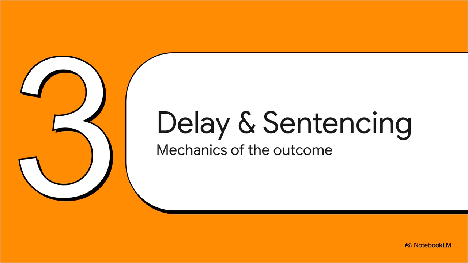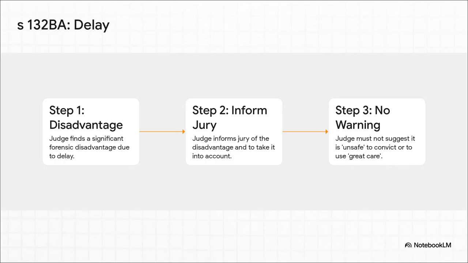Okay, let's switch gears a little. We're moving on to a couple of procedural sections that can have a massive impact on the fairness of a trial and, ultimately, on the sentence. Now listen up, because Section 132BA is a classic exam question waiting to happen. It sets out a very specific three-step recipe for judges when a long delay might have hurt the defense case. Step 1, identify a significant forensic disadvantage. Step 2, tell the jury about it.